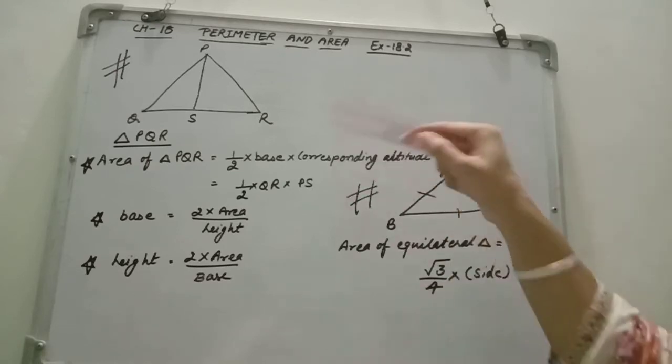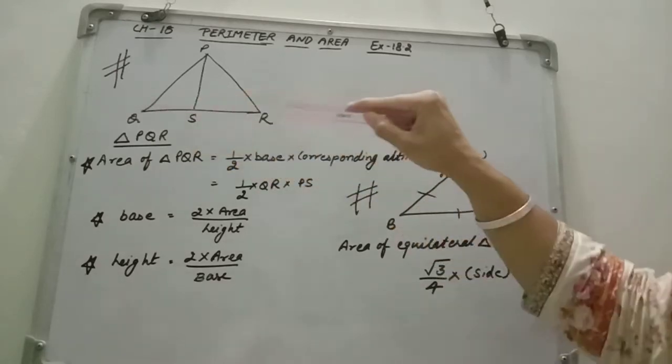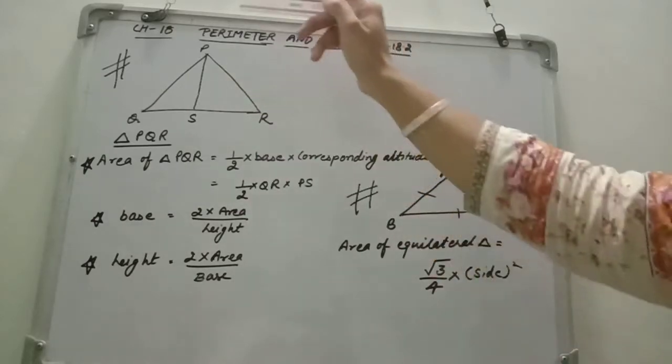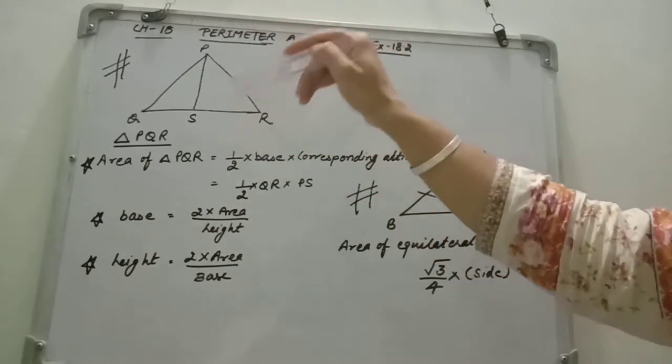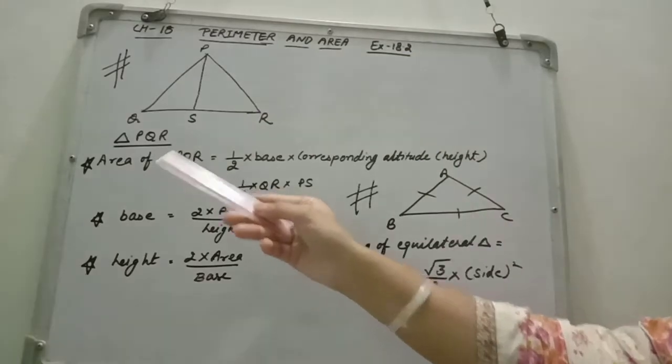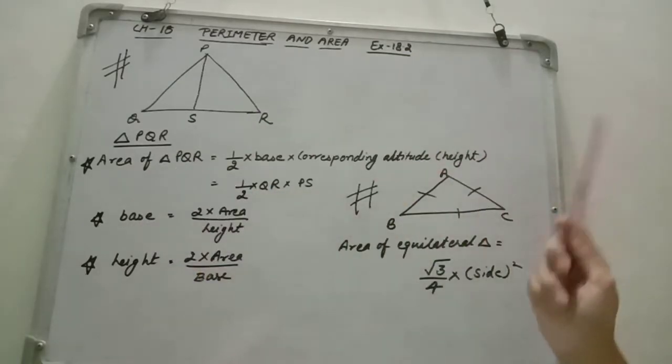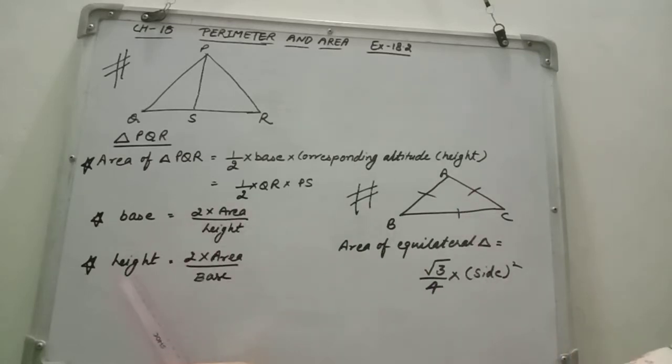So what is the base here? QR. This is called base. And what is the height here? PS. This is called height. This is our first one. So it will become 2 into area over height. And if we want to find out the height, then the formula is 2 into area over base. These are the first three formulas.